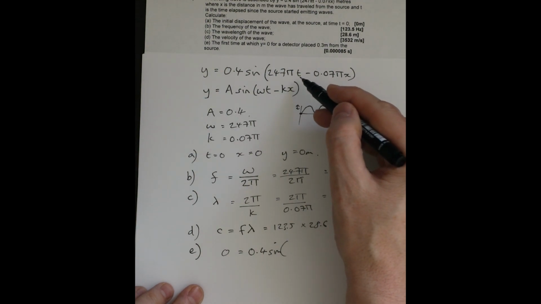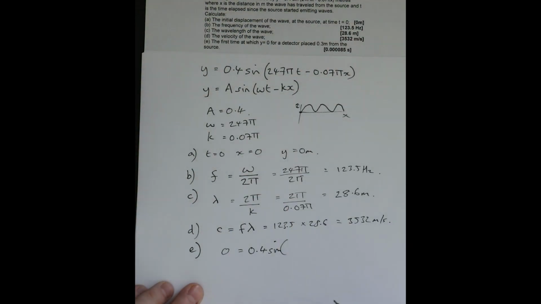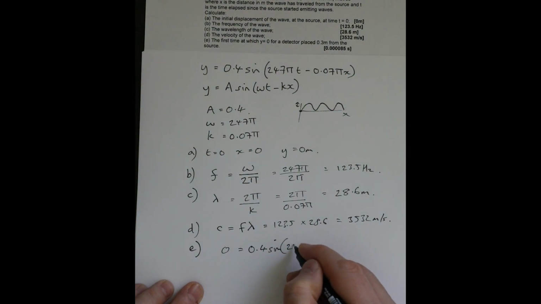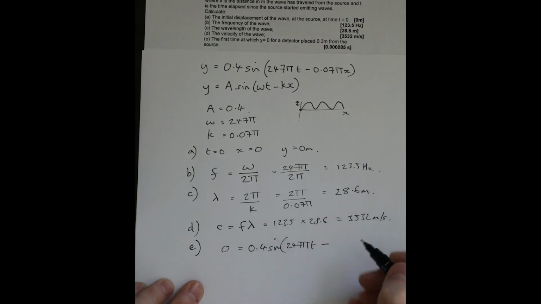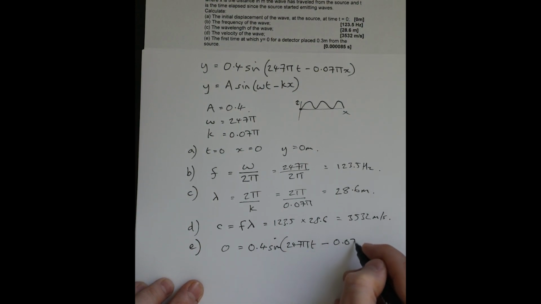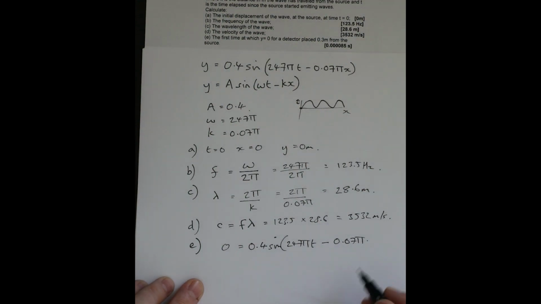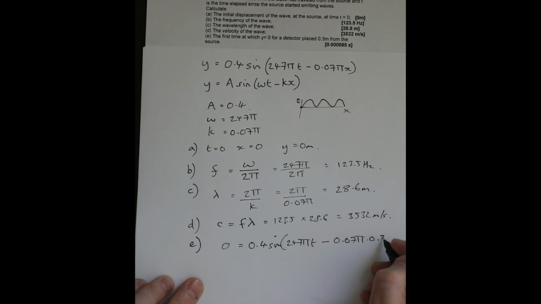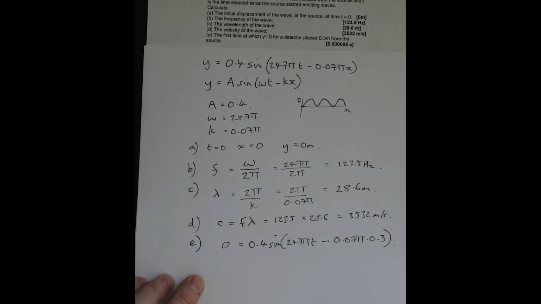times t, but it's the t that we're being asked to calculate in the question, so it's 247 pi t minus 0.07 pi times x. But we're given x in the question, because it says a detector is placed 0.3 meters from the source, so it's that times 0.3. Okay, so that's the equation that we're trying to solve.